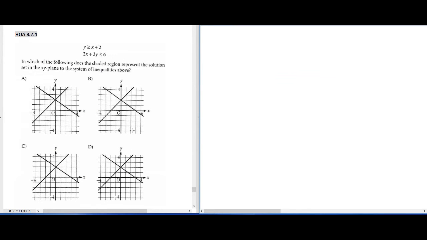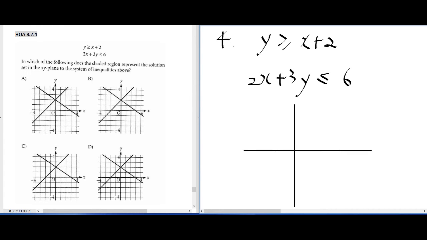Let's go to number 4. They also gave you a system of linear inequalities. First one, y is greater than or equal to x plus 2, and 2x plus 3y is less than or equal to 6. I just drew the xy coordinate plane. For the first one, I want to change the color. I just drew this one.